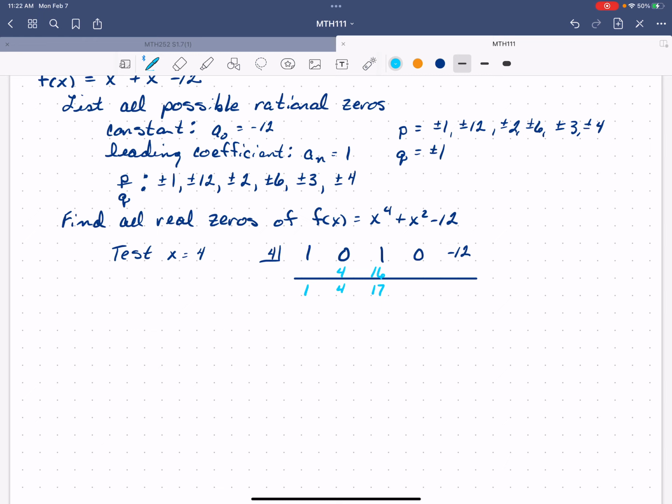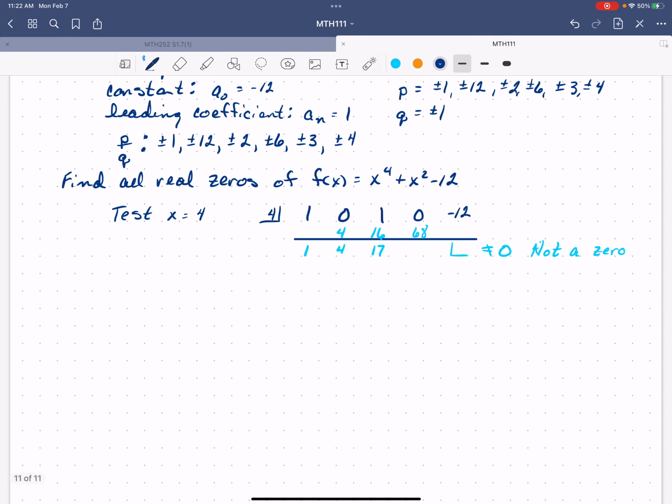And I can actually stop here, because this is not going to be 0. It's going to be a big number. That number, whatever ends up here, is not going to be 0. So 4 is not a 0. And I don't think negative 4 is going to work either. Let's go ahead and try 3, because maybe 3 is okay. Probably not. But let's try it.